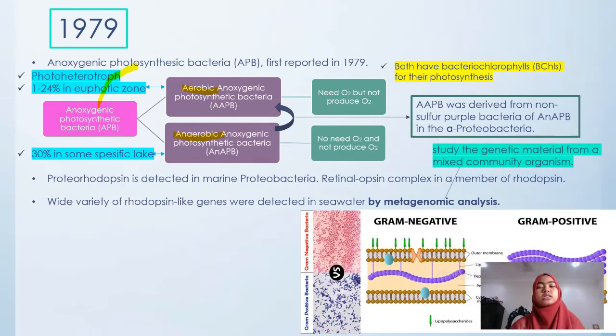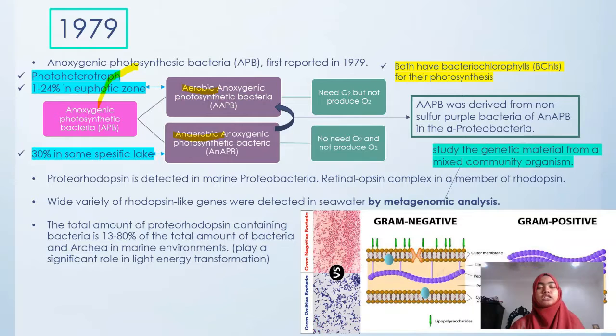Metagenomic analysis is a study of the genetic material from a mixed community of organisms. The total amount of proteorhodopsin-containing bacteria is 13 to 80% of the total amount of bacteria and archaea in the marine environment. Thus, it plays a significant role in light energy transformation.